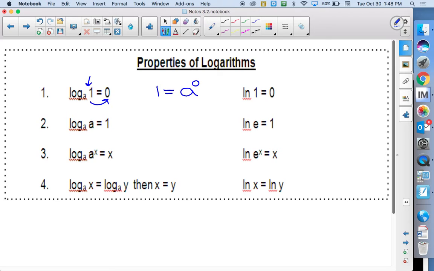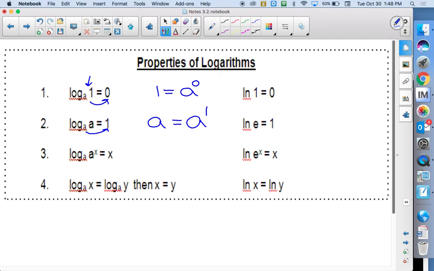The next one says the log base A of A is equal to 1. Thinking of this as an exponent, just to show you a little check, if I have A, that would be equal to A to the first. The base to the exponent would be equal to the number sitting next to the log, which is true.